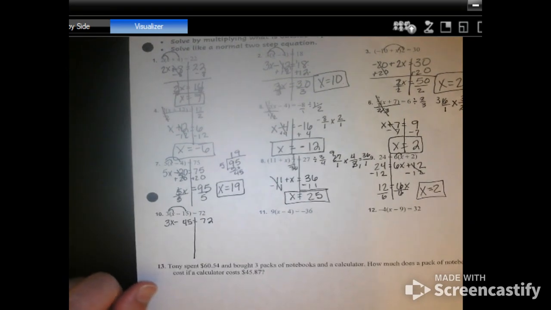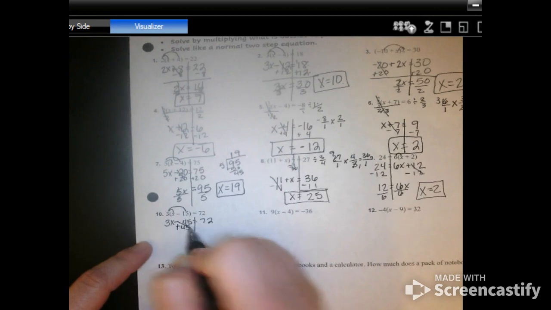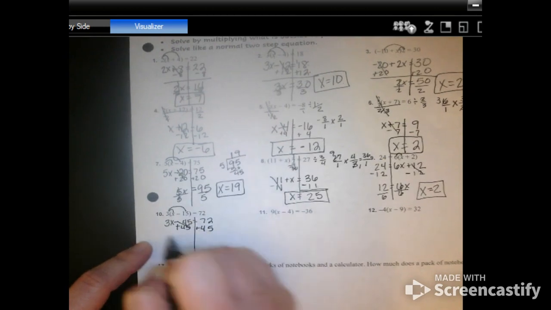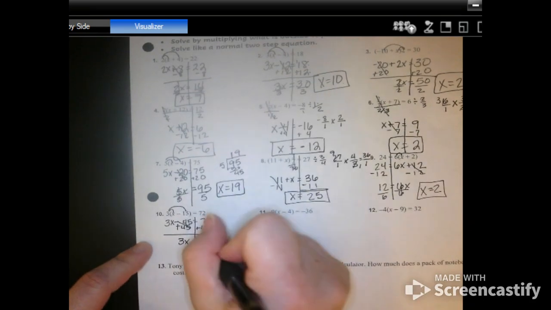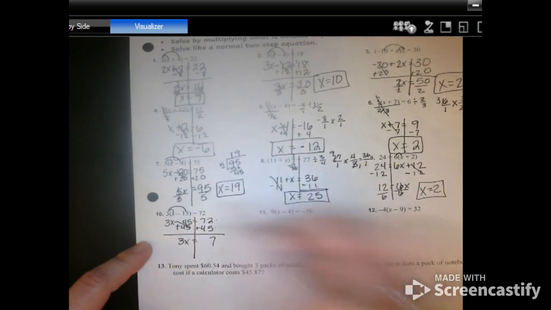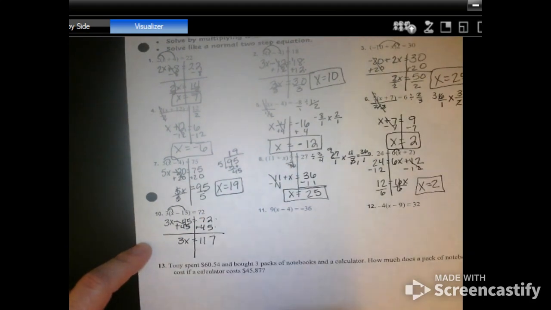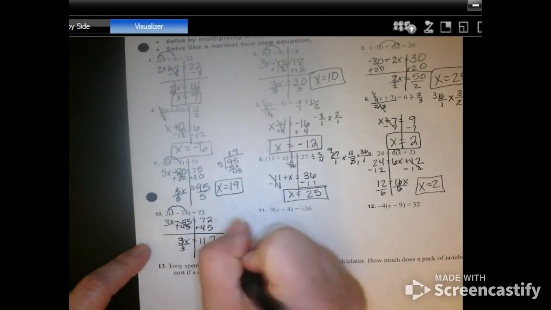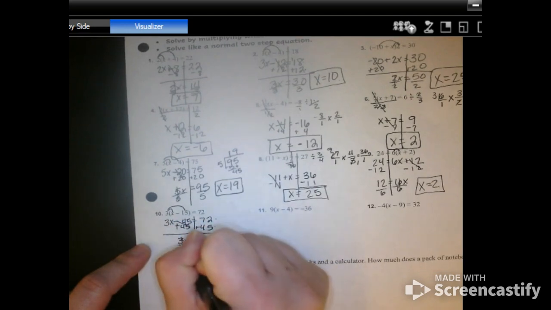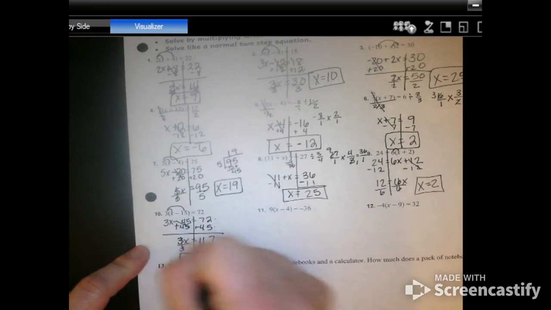What do I do first? Add what? Okay, 45 to 72. So 5 plus 2 is? 7 plus 4? All right, then what? Divide by 3. Divide by 3. Did anybody get an answer? 39.